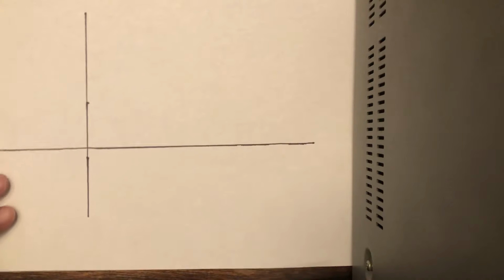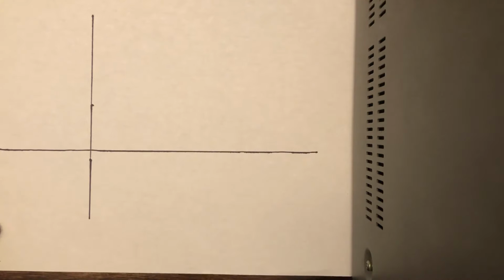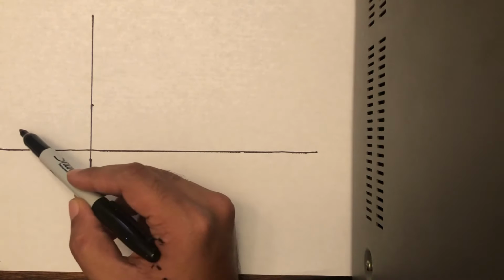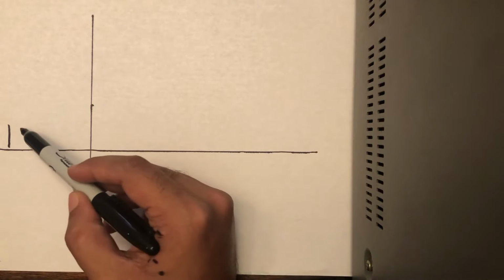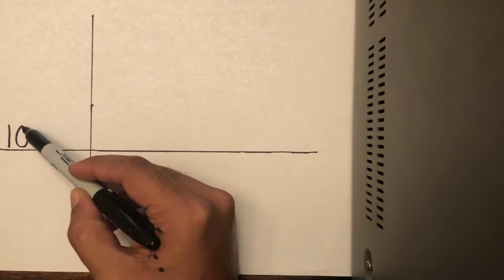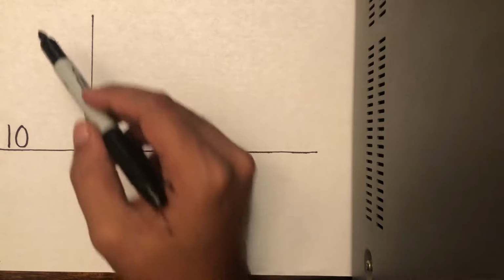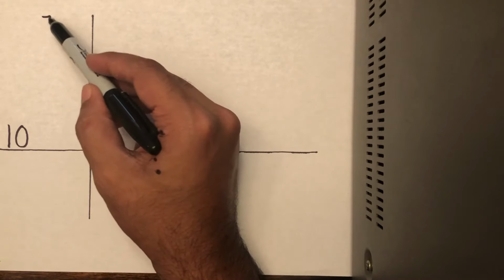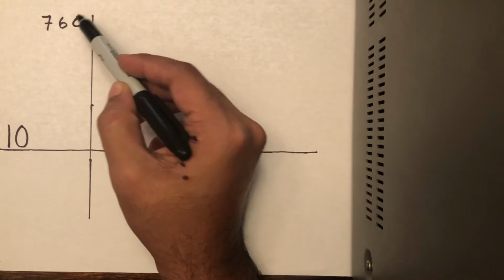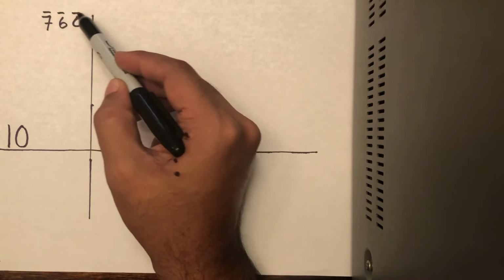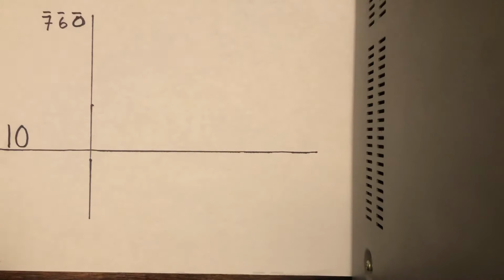Okay, so this is the setup as you can see. I'm going to put 2 digits right here: a 1 and a 0. And then I'm going to put 3 flag digits: 7, 6, and 0. I'm sorry, they're all flagged and they all have a vinculum over them.